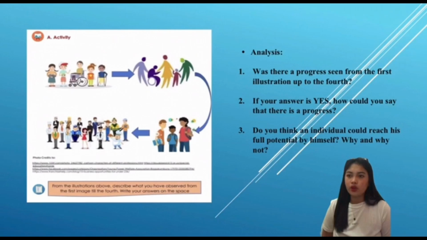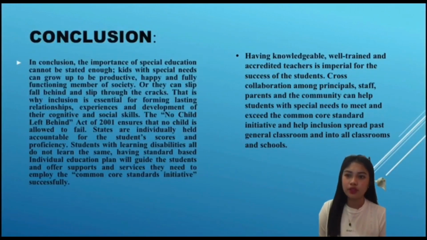The thing that made special education possible is those people who look after the future of children with special needs and see them as having equal importance and potential with other normal kids. From there, we can say that for a person to reach his full potential, he needs someone or some opportunities to help and support him to reach a particular goal. In conclusion, the importance of special education cannot be stated enough.